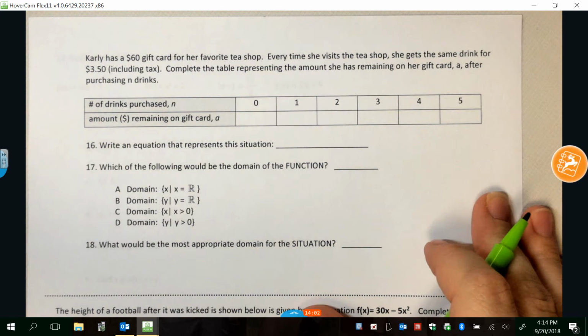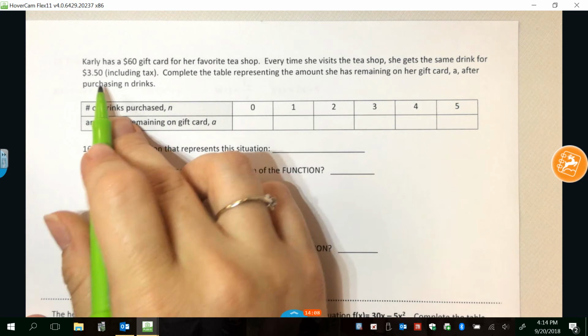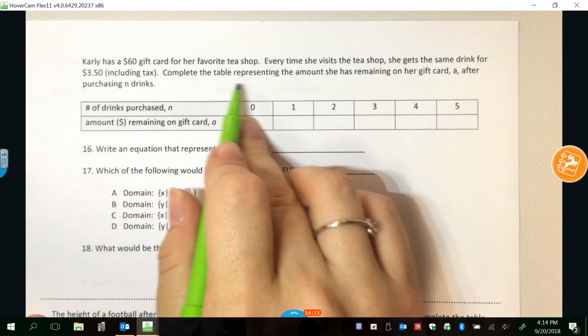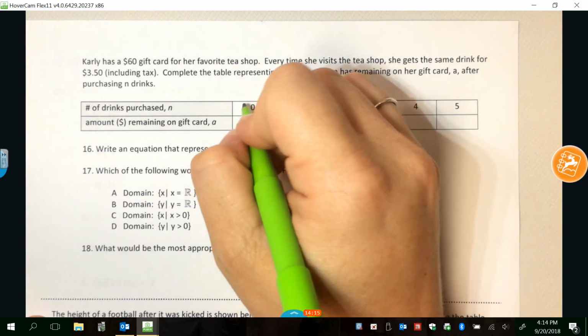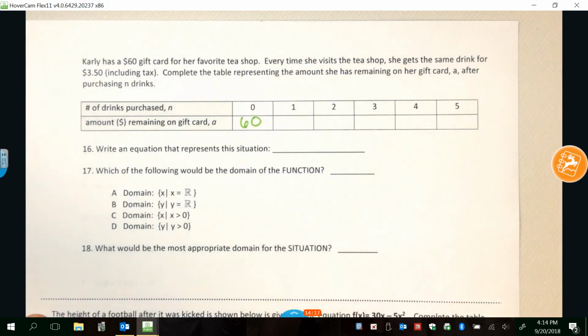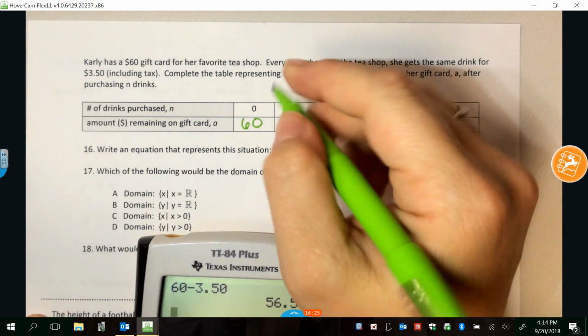Alright, this one's confused a lot of people. It says Carly has a $60 gift card for her favorite tea shop. Every time she visits the tea shop, she gets the same drink for $3.50. Complete the table representing the amount she'll have remaining on her card after purchasing n drinks. Before she purchases anything, she still has 60. Now, she's buying drinks for $3.50. So $56.50.